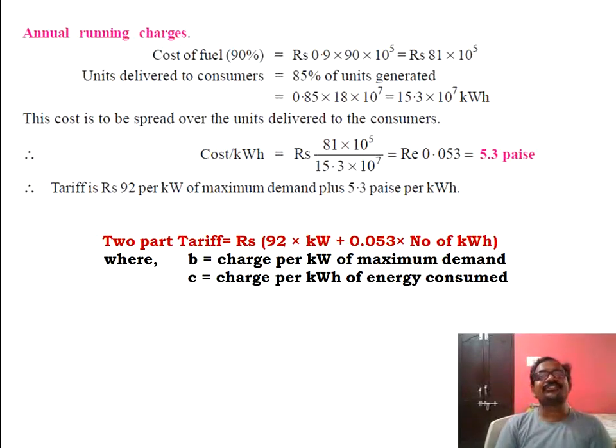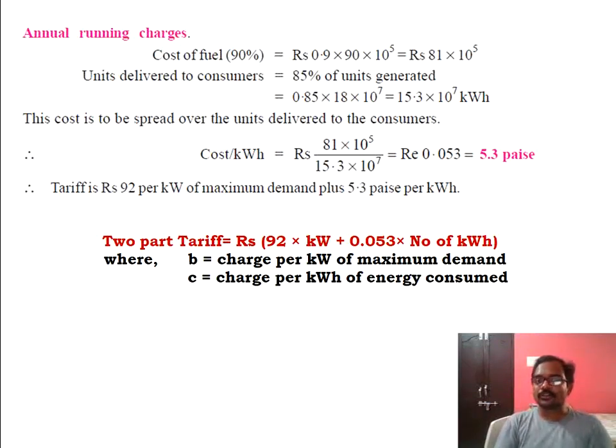And what about the units delivered to the consumer? Units delivered to the consumer means only 85% of the units are delivered, because there is a loss of 15% in transmission and distribution. Therefore, the total number of units generated, as in the problem, is 18 into 10 to the power of 7 units, of which only 85% reach the consumer, that is 0.85 into 18 into 10 to the power of 7, which will be 15.3 into 10 to the power of 7 kilowatt hour.